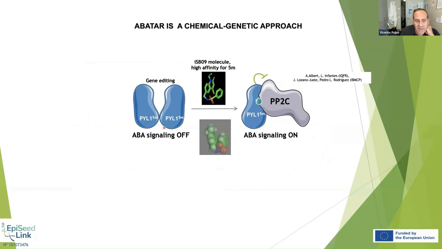So in this way, by gene editing, they got ABA signaling off by using this ABA receptor with the 5 mutations. But they engineered these ABA receptors in a way that they could recognize the ABA agonist to make it specific. So when this specific agonist is added to the media or sprayed on the plant, it's going to be recognized by the engineered PYL1 receptor. And this will trigger recognition of the PP2C phosphatases to inhibit the phosphatase activity and to trigger the whole ABA signaling pathway.